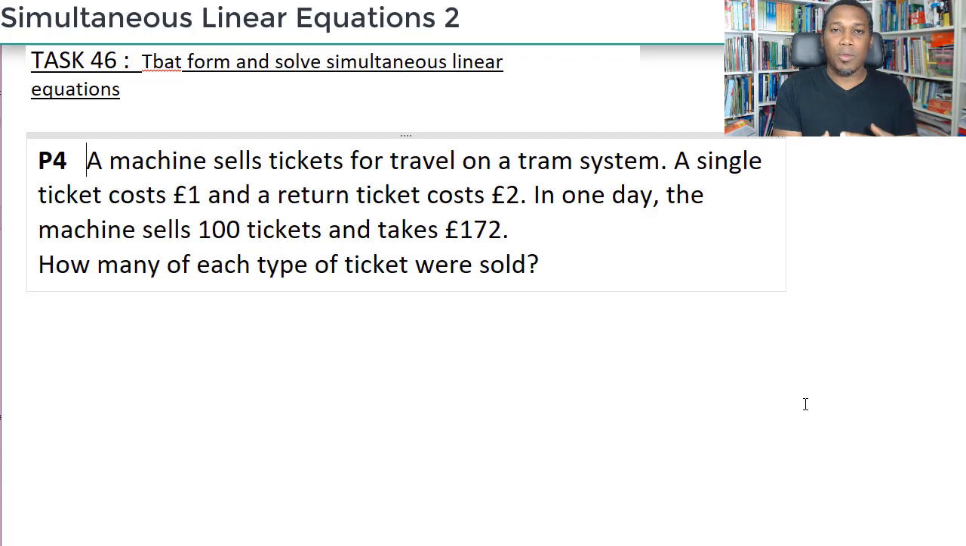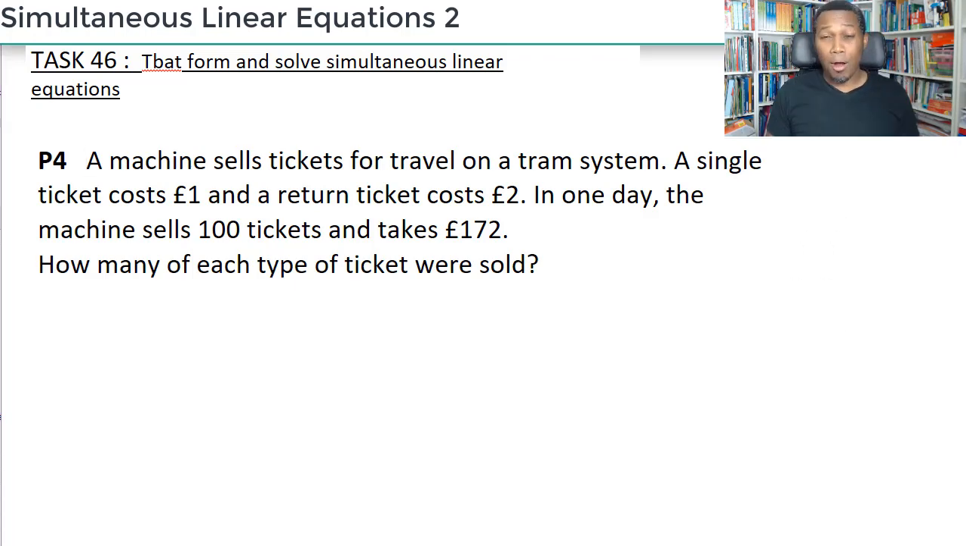You've done a bit of work on forming equations in task 44. Let's see if we can put together the idea of forming equations with this work to actually form a pair of simultaneous equations and then solve it. Try on. Go on, do it. Come on. Power the pause.